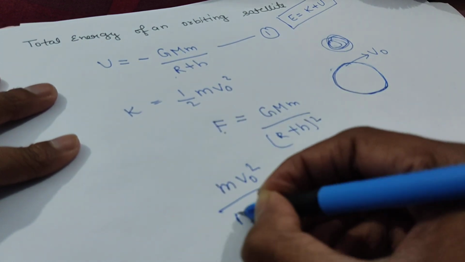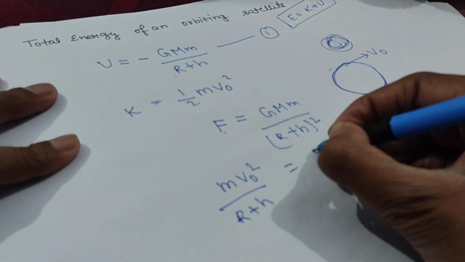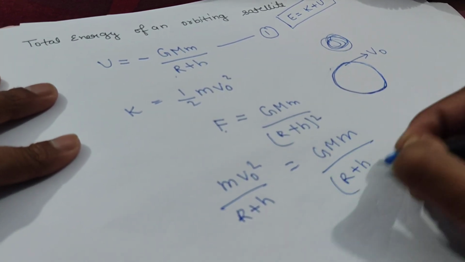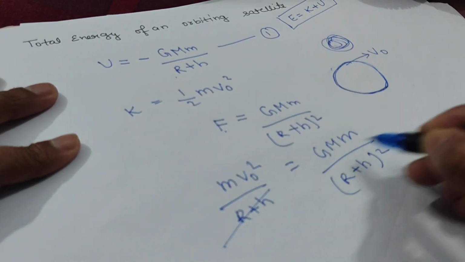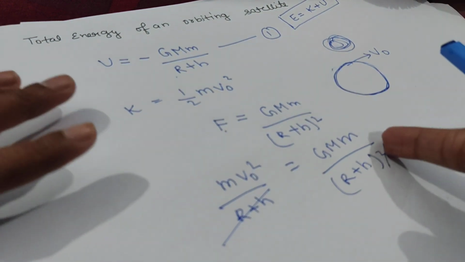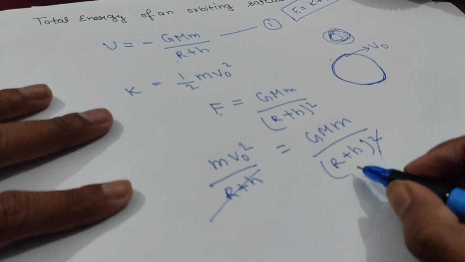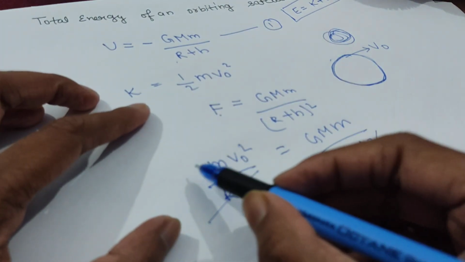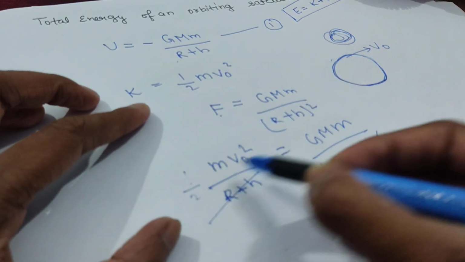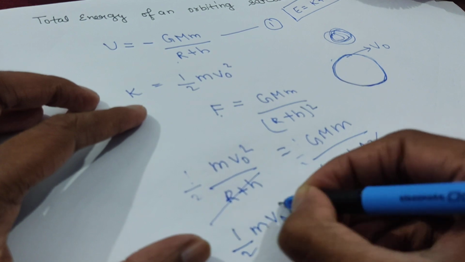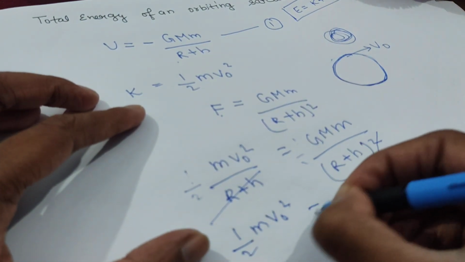Equating them, GMm by (r plus h) squared equals m v naught squared by (r plus h). One factor of r plus h will be cancelled, so we are left with this. Now you need to multiply both sides by half.